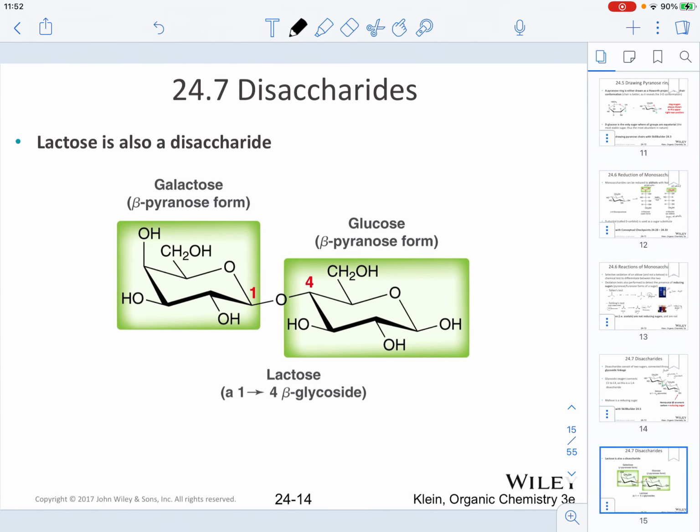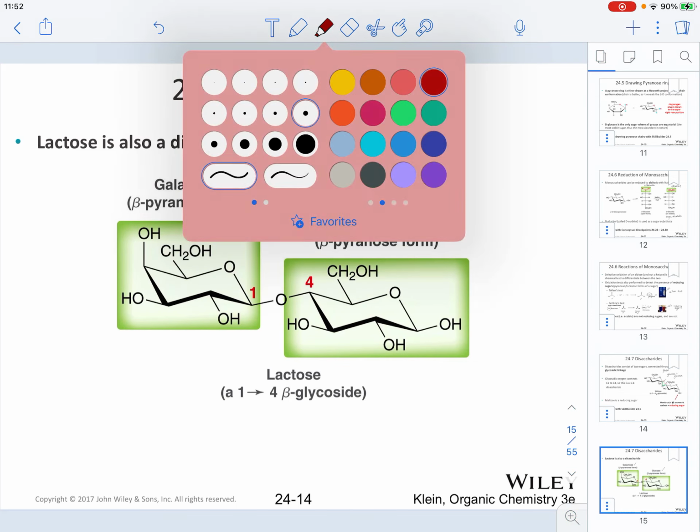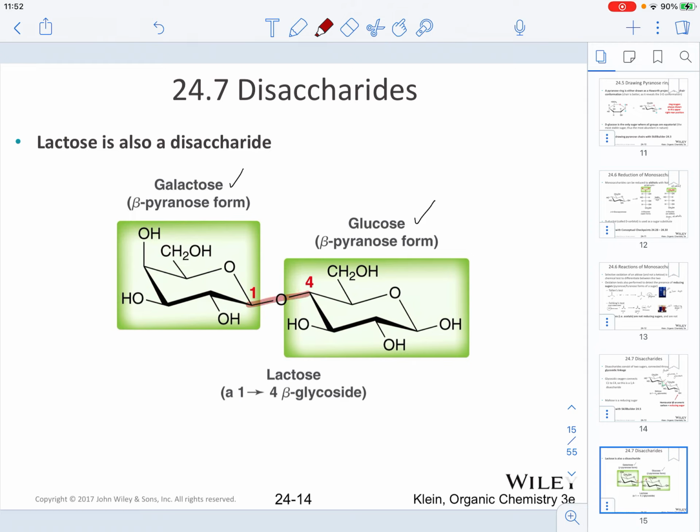The second disaccharide that we are going to talk about is lactose. When it comes to lactose, understand that lactose is formed by galactose and glucose coming together. Specifically, between galactose and glucose, they are going to have a 1,4 glycosidic bond between the 2 monosaccharides, but in this case we have a beta glycoside.